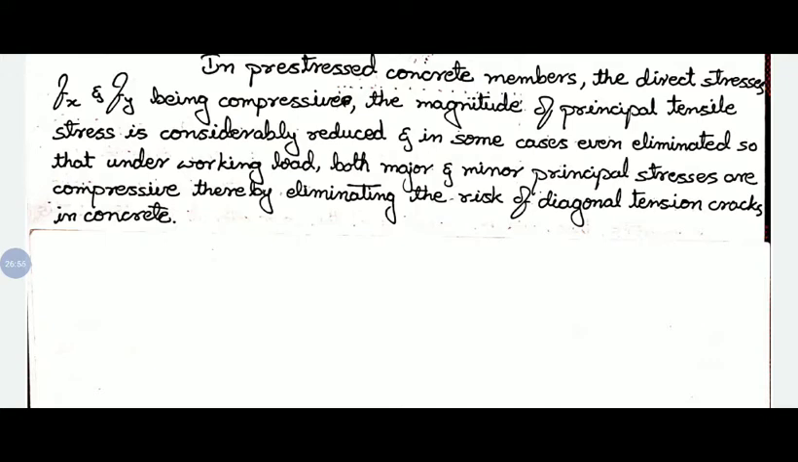In the next class we will go through a few more topics, like modes of failure due to shear, the limit state of collapse for shear, and how the code recommends the analysis of shear. These things we will discuss in the next class.